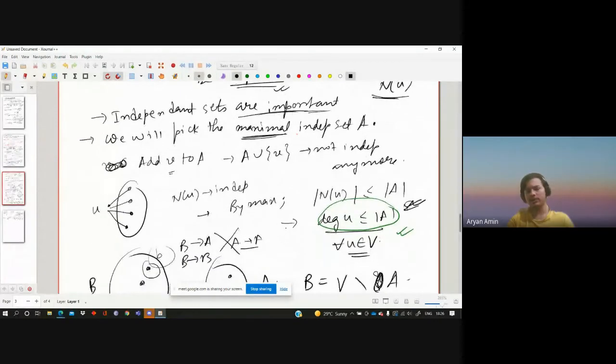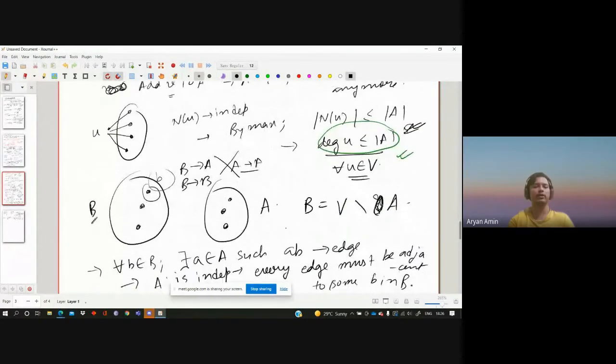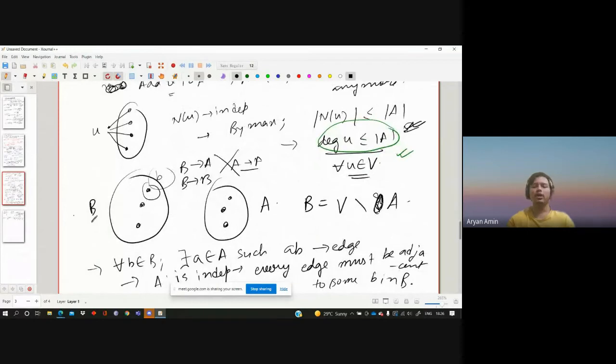You know that A has no edges within itself, right? So there are no A to A edges. So all the edges in the graph must come from the other vertices. If the other set of vertices was B, the edges are coming from B to A or B to B. That is basically how you think about that.